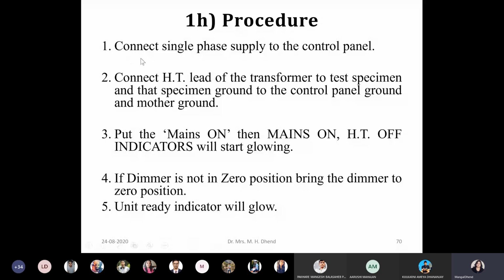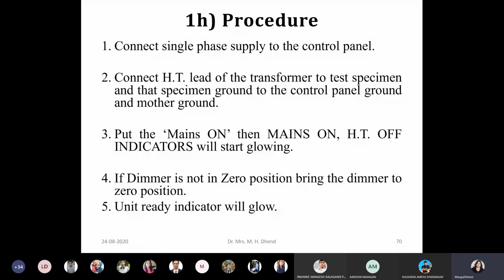So what will be the procedure? Connect the single phase supply to the control panel. Connect the HT terminal lead of the transformer to the test specimen, and the specimen ground to the control panel ground and mother ground. You know that this bridge will be called as one device, a separate bridge, and our transformer and auto transformer set will be different.